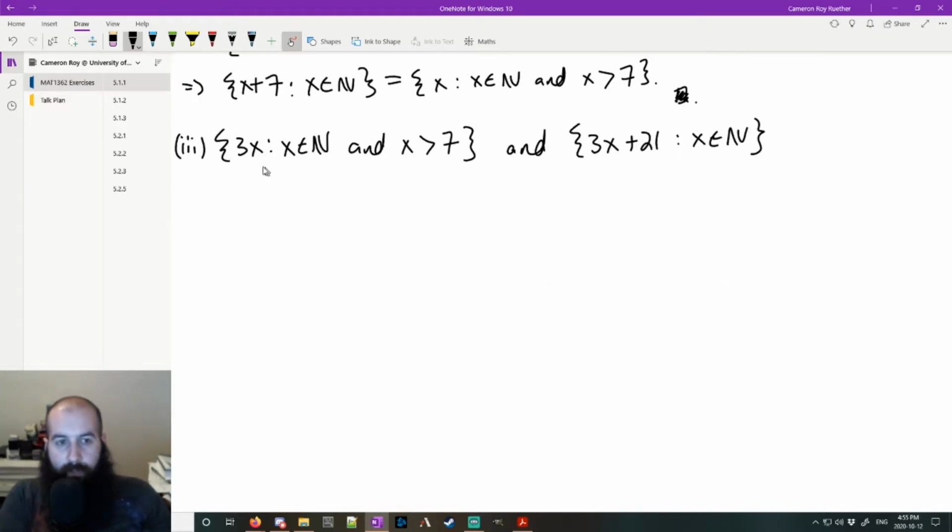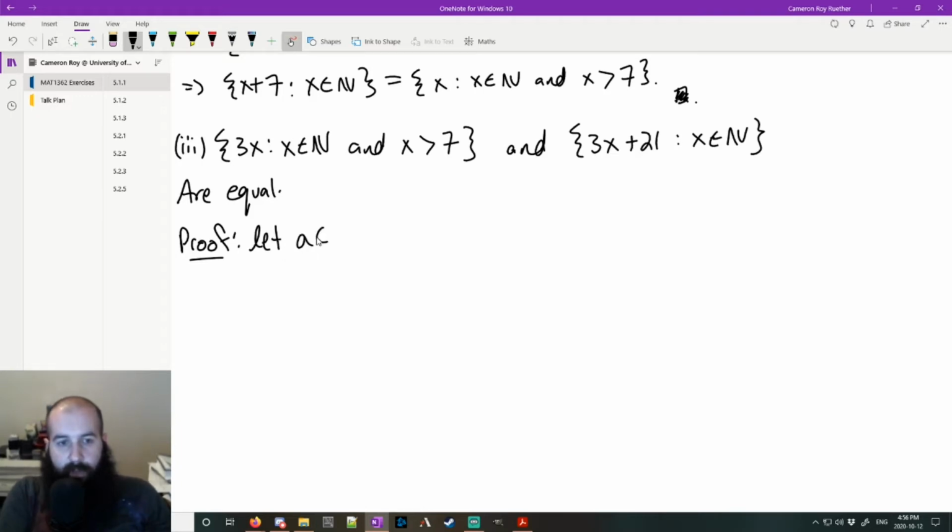Our third pair of sets is one of the sets that occurred in part 1, all the multiples of 3 where x is natural and greater than 7. And our second set is numbers of the form 3x plus 21, where x can simply be natural. These are equal. And so the proof will be the same as in 2. We'll show that these are subsets of each other.